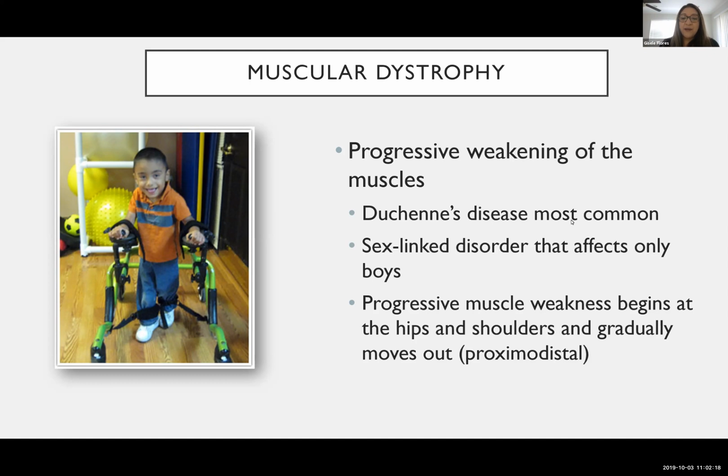So, questions about muscular dystrophy? No. Go on.